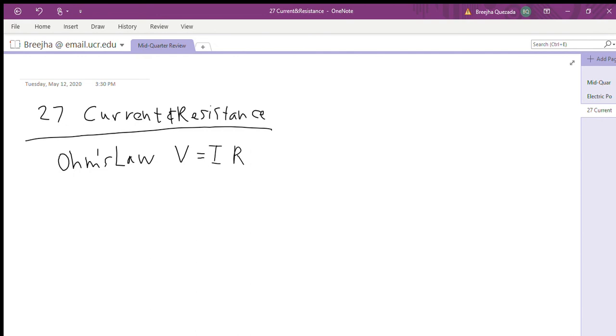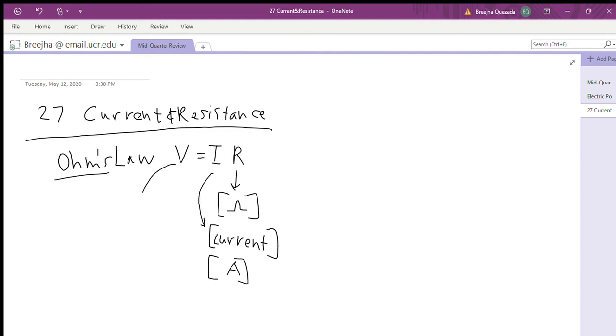Resistance has units of ohms, which is this funky symbol here, but it's pronounced just like Ohm's law. And then I is a little bit confusing because it stands for current, which has units of amps. So the term I has the meaning that starts with a C, and a unit of amps, which is A. That can be a little bit confusing, but if you write it enough times, hopefully it should be more straightforward. And V just stands for voltage.